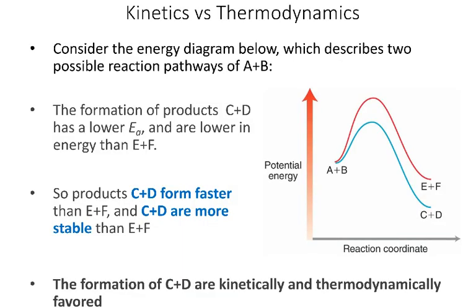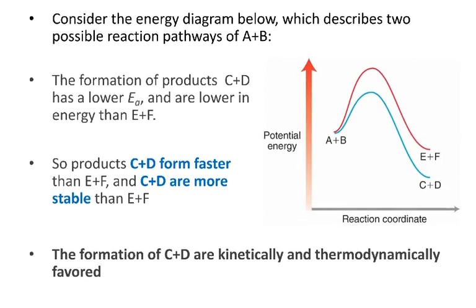So to think more about the difference between kinetics and thermodynamics, let's think about a hypothetical reaction between the reactants A and B. In this hypothetical system, there are two possible ways in which A and B can react. They can follow this pathway to form the products E and F, or they can react via this pathway to form the products C and D. Now, if I'm thinking about the kinetics, so how fast each of these competing reactions will occur, I'm looking at the activation energies. The activation energy to form C and D is lower than the activation energy to form E and F. And so the blue reaction is going to happen faster than the E and F reaction.